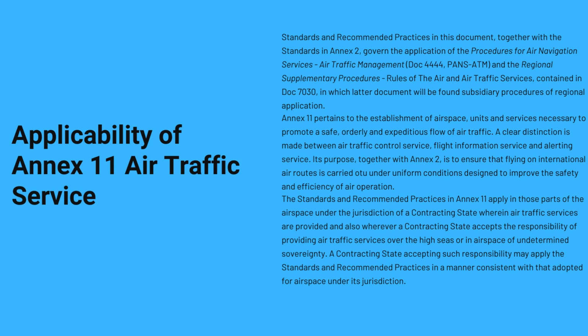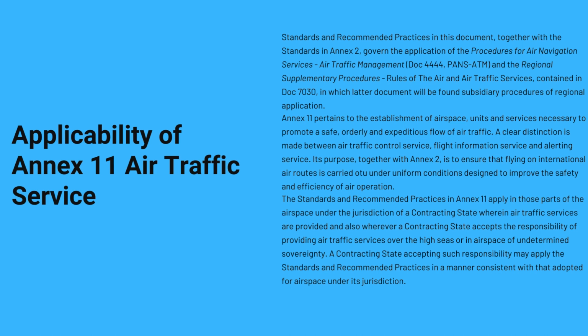Annex 11 pertains to the establishment of airspace units and services necessary to promote a safe, orderly, and expeditious flow of air traffic. A clear distinction is made between air traffic control service, flight information service, and alerting service. Its purpose, together with Annex 2, is to ensure that flying on international air routes is carried out under uniform conditions designed to improve the safety and efficiency of air operations.